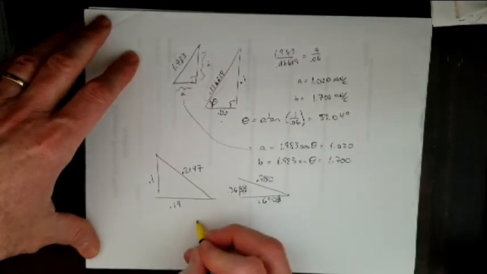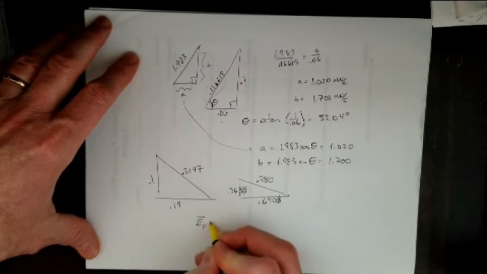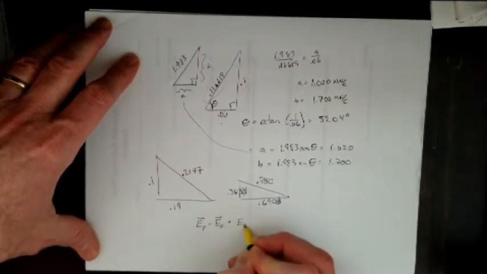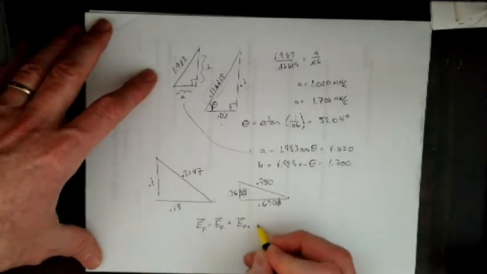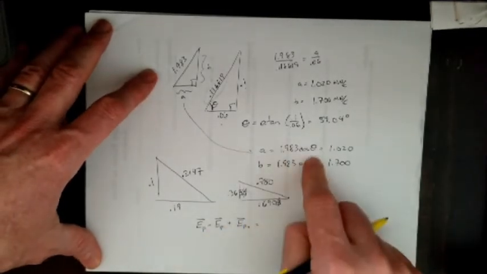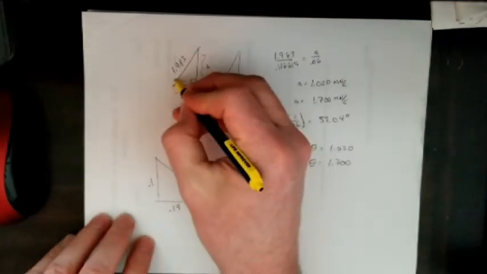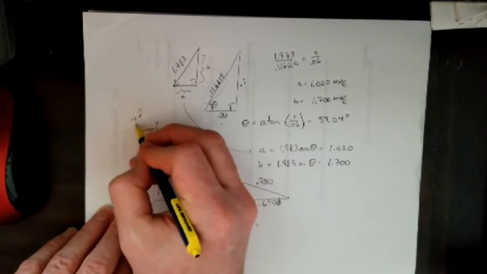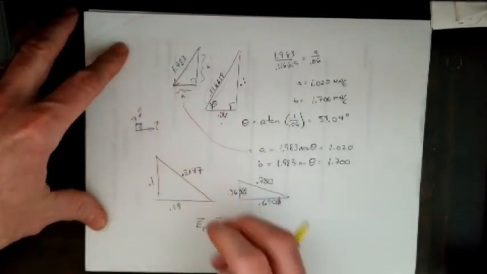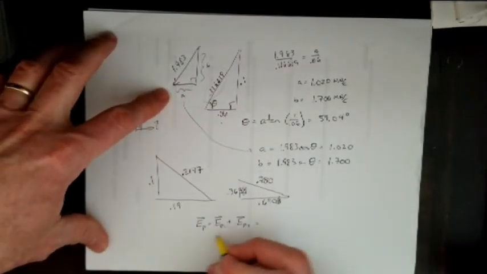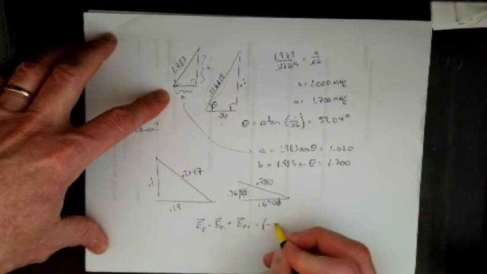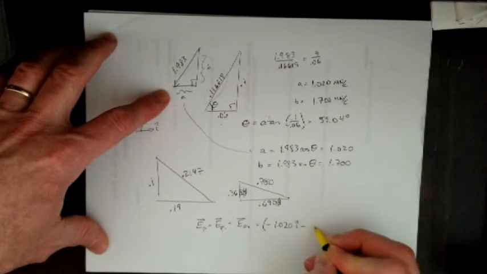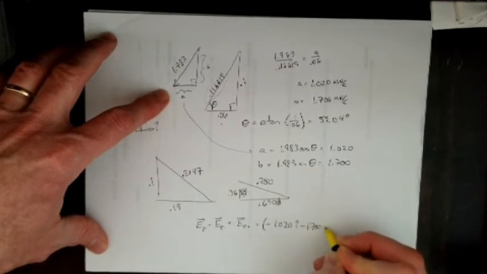I am dealing with my electric field. I know the electric field at point P. This is written at the top of the other page. The electric field at point P from 1 plus the electric field at point P from 2. The electric field at point P from 1 is this one right here. This was going down and to the left. If I establish my i-j coordinate system in the same manner that I usually do, then this will be negative 1.020 i hat minus 1.700 j hat.